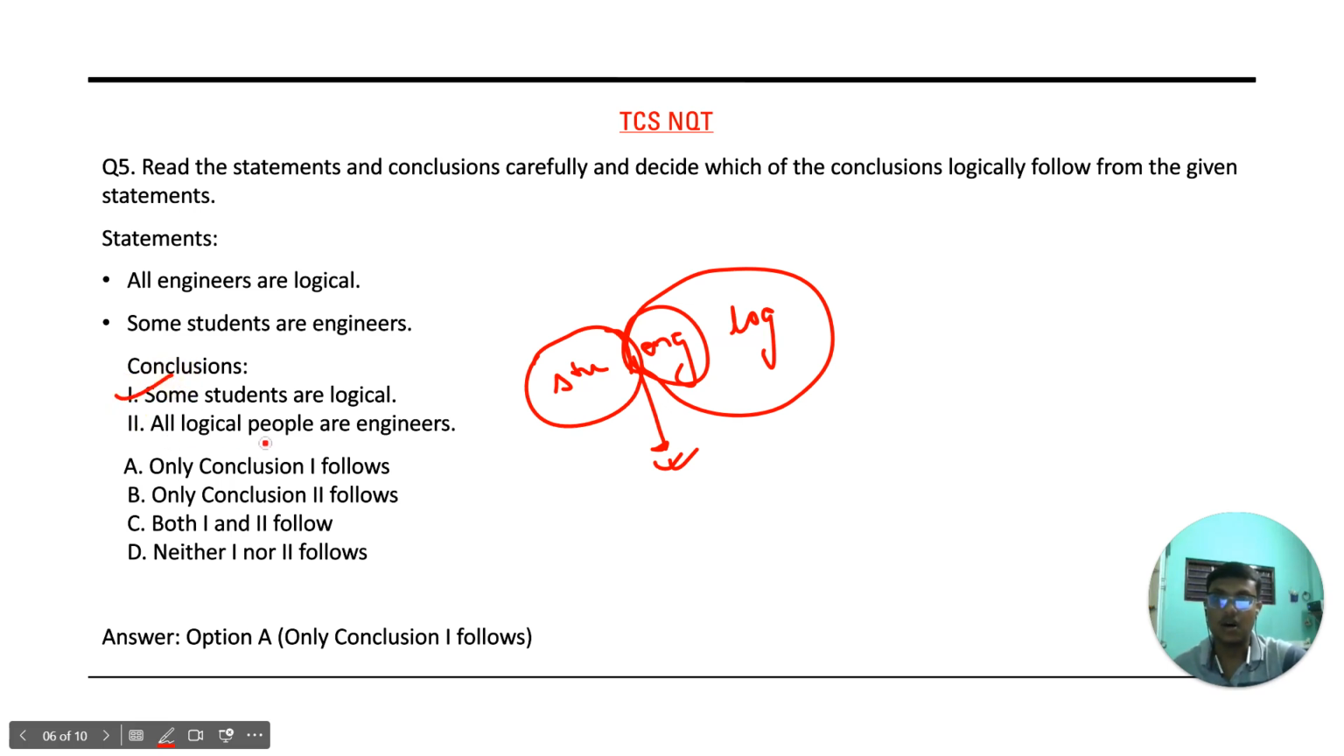Next it says all logical people are engineers. All logical people are engineers. No, this is incorrect because here you can see that all engineers are logical. This has been told, but the vice versa has not been told. Hence, we can't conclude that whether all logical people are engineers. Hence, our conclusion 2 is not correct. So conclusion 1 is the only correct conclusion, and hence option A is the correct answer. Right? Let's move on to question 6 now.